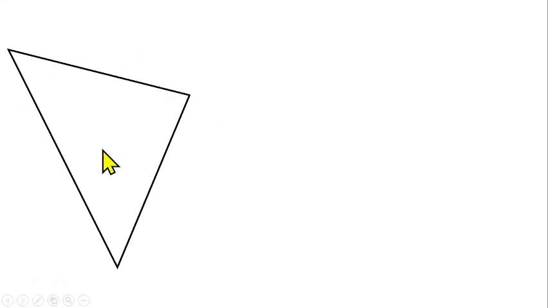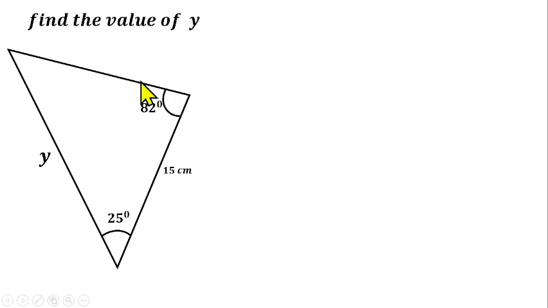Let's see another question. Let's say I have another triangle like this on the screen right now, and this angle is 82 degrees, and this angle is 25 degrees, and this side is 15 centimeters. You have to look for this side, which is y. The question I'm asking the viewers is: can we apply the sine rule to this triangle to find the value of y?